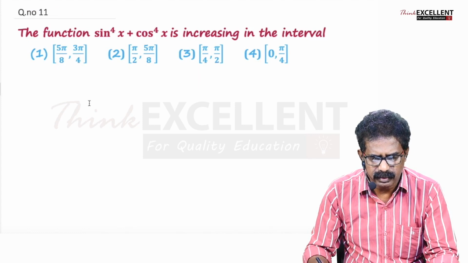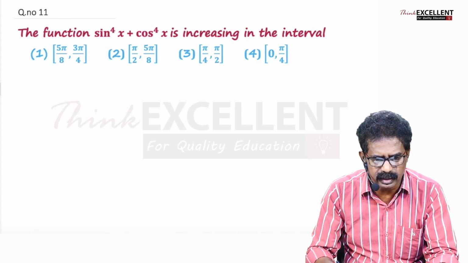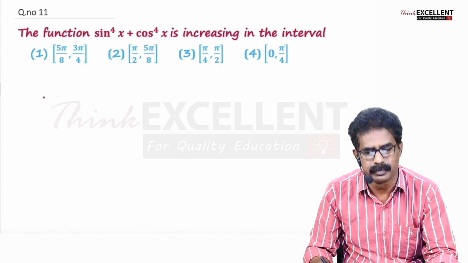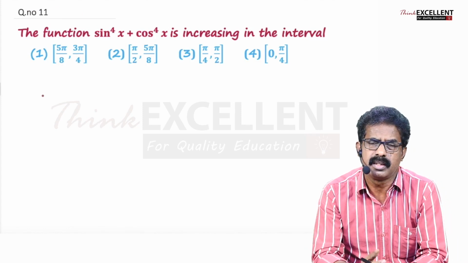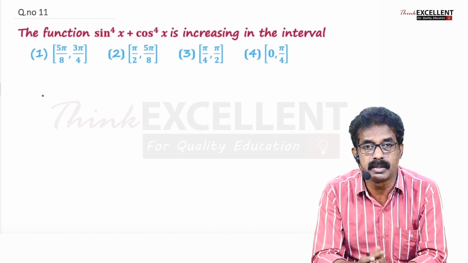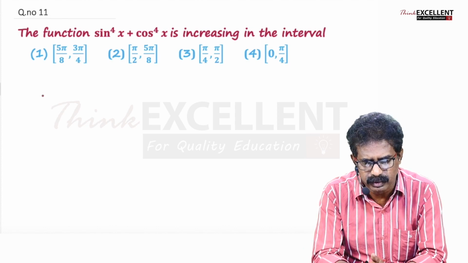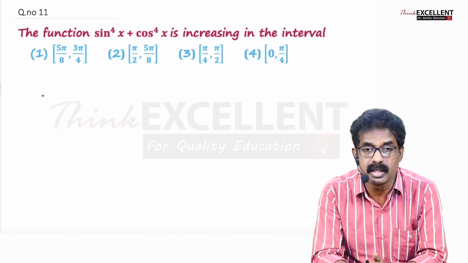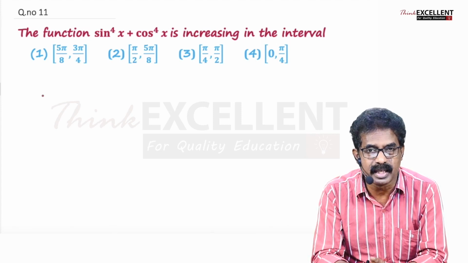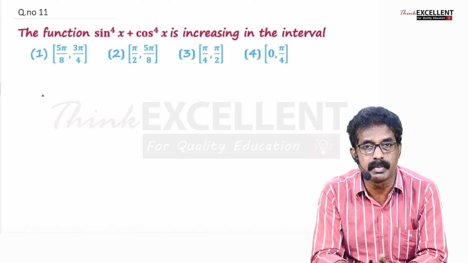A function sin raised to 4x plus cos raised to 4x is increasing in the interval. So for increasing, what's the condition? First derivative, f dash x is positive, right? F dash x positive, increasing, negative, it is decreasing. And here you need some trigonometric identities. What is sin 2a? 2 sin a cos a. Cos 2a, there are 4 formulas, but the basic one is cos square a minus sin square a.